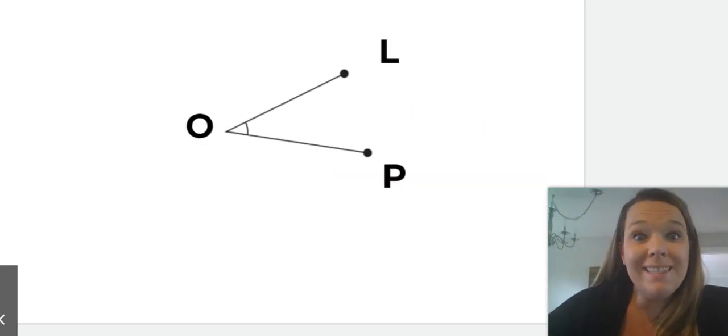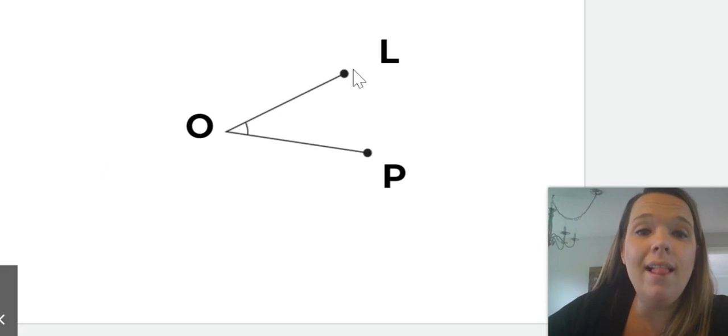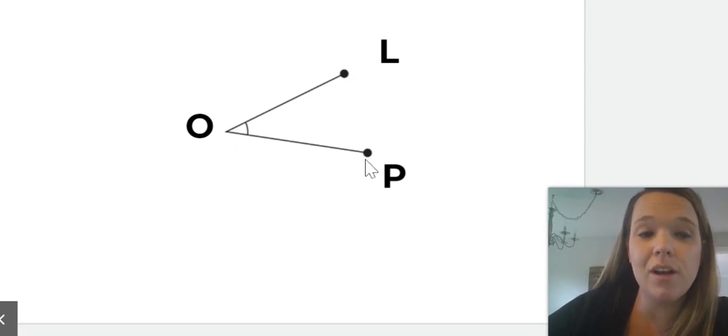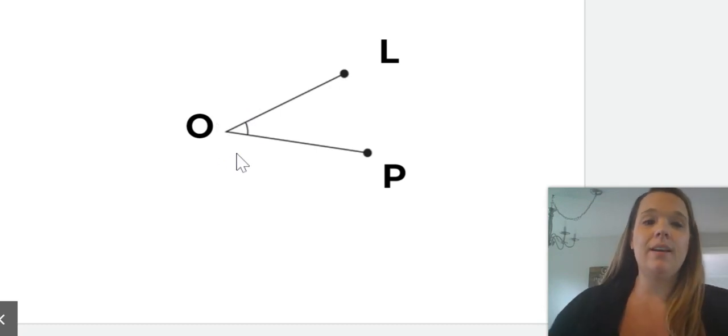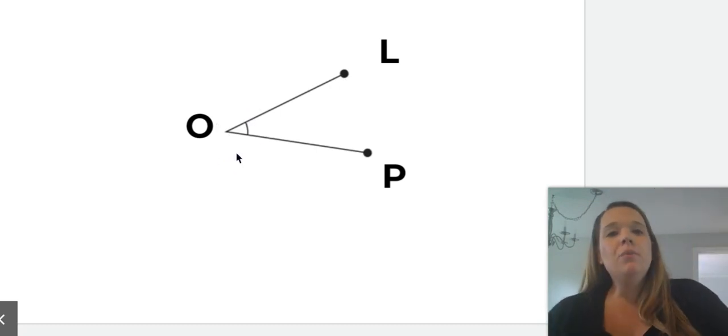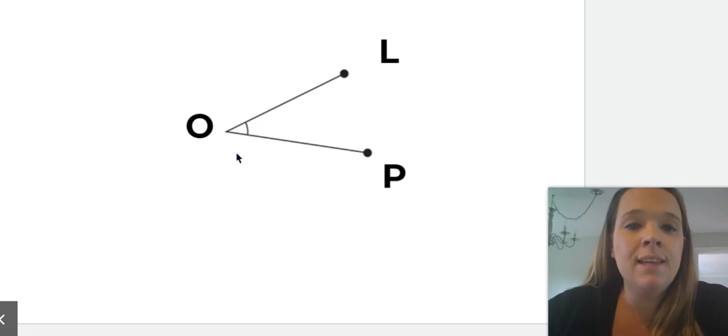Okay, so now we're going to look at this angle. This is angle LOP, or we could also call it angle POL, as long as the vertex is the middle letter in either name for the angle. So we want to determine first if this angle is made up of rays or segments.